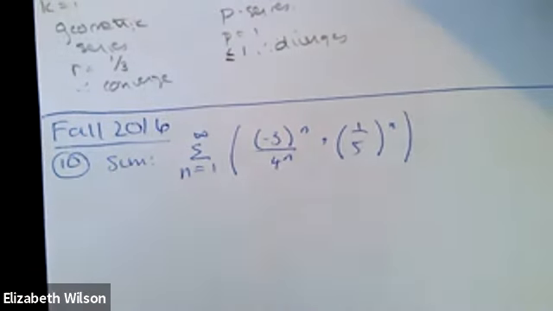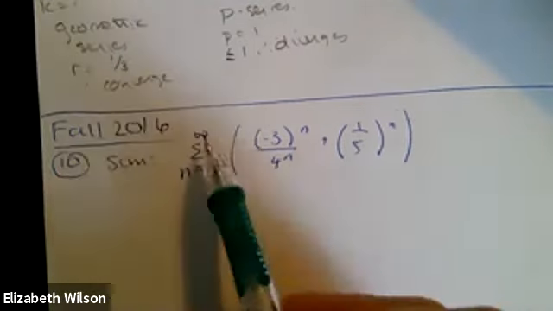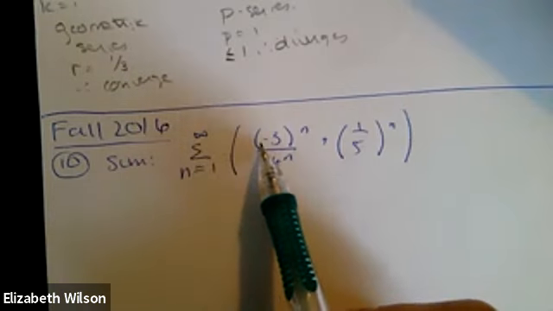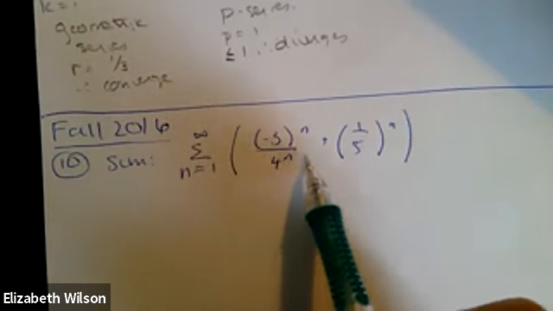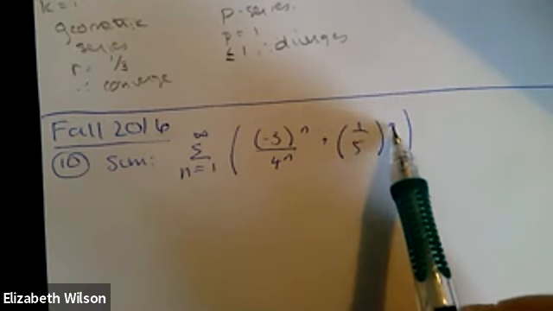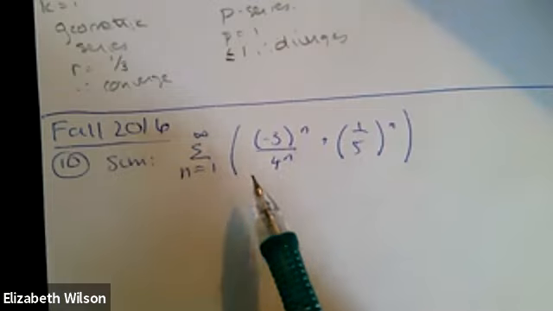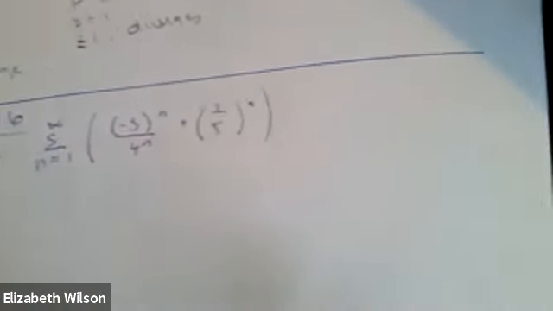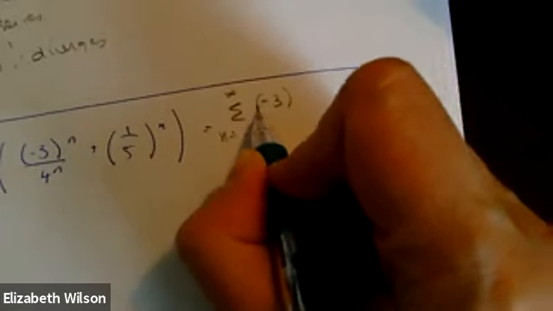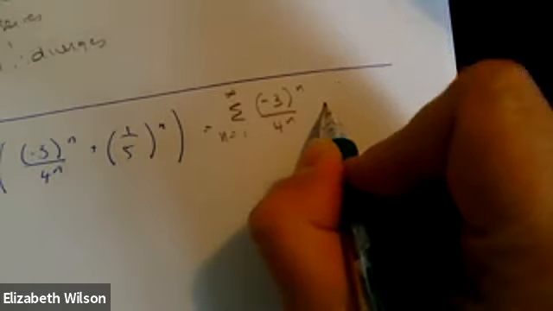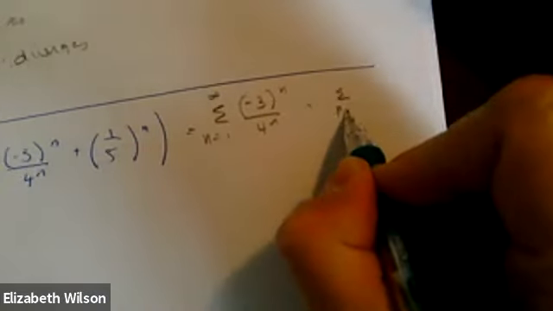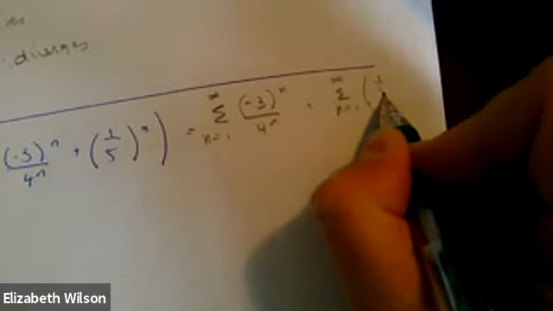Okay, so question number 10 says that they want us to find the sum of the following series. I've got the sum from n equals 1 to infinity of minus 3 to the n over 4 to the n plus 1 over 5 to the n. When I see these types of things, the first thing I'm going to do is break this apart into two separate pieces so then maybe I can decompose it from there. So let's do that. I have the sum from n equals 1 to infinity of minus 3 to the n all over 4 to the n, plus the sum from n equals 1 to infinity of 1 over 5 to the n.